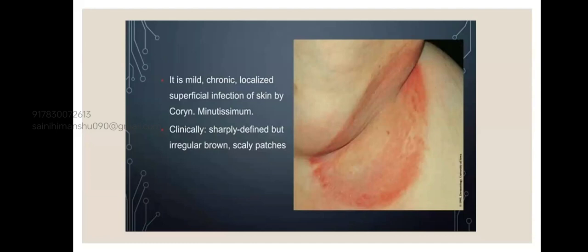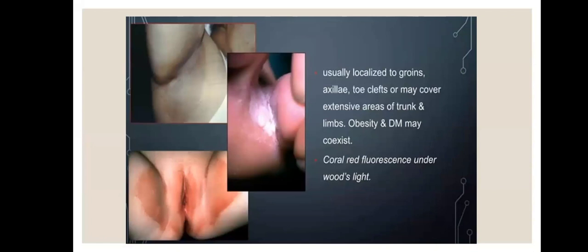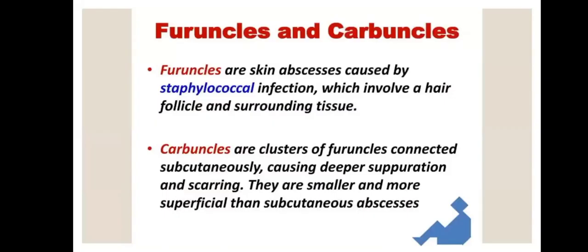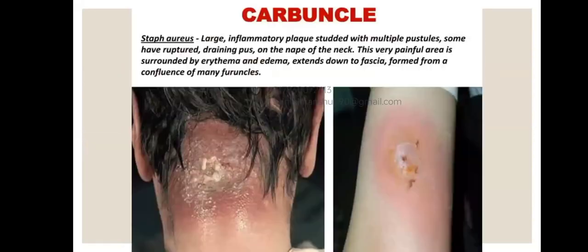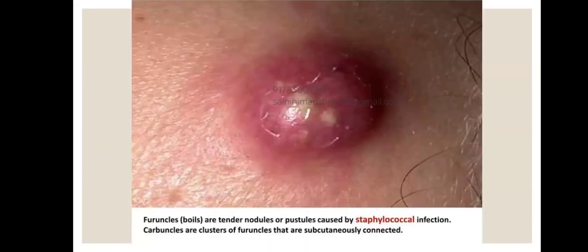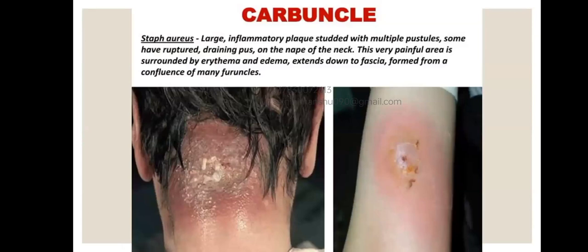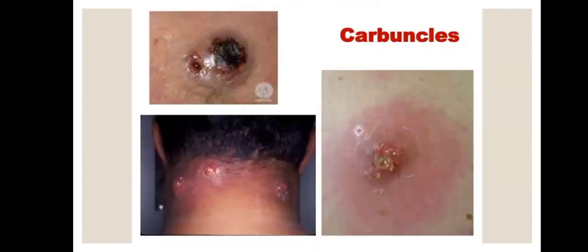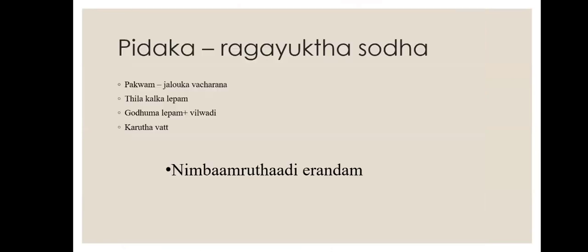But in bacterial infection, there is not much scaling and not much demarcated margin, but it will be a sharp margin. It will be somewhat irregular, brown, and not much scale, as you can see. Like this, the lesions can come. This is a carbuncle, a boil. This is also a carbuncle. Multiple openings you can see.